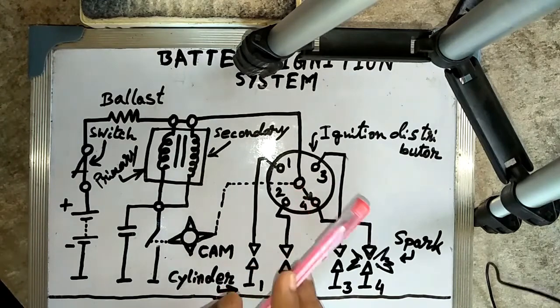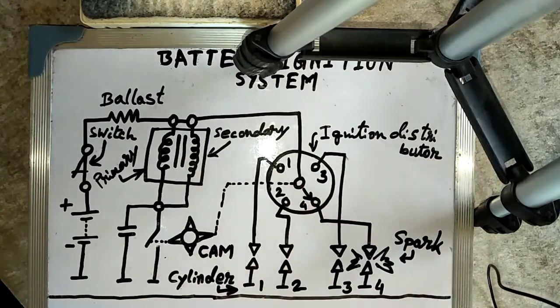So when the ignition switch is closed, the primary winding of the coil is connected to the positive terminal post of the storage battery. If the primary circuit is closed through the breaker contact, a current flows, which is called the primary current.